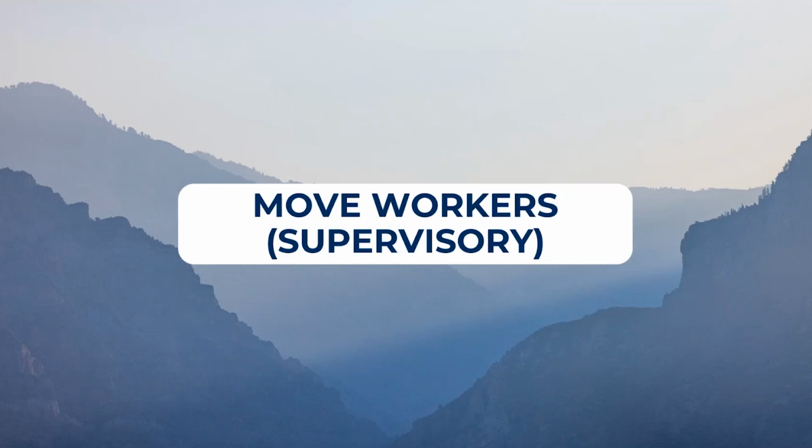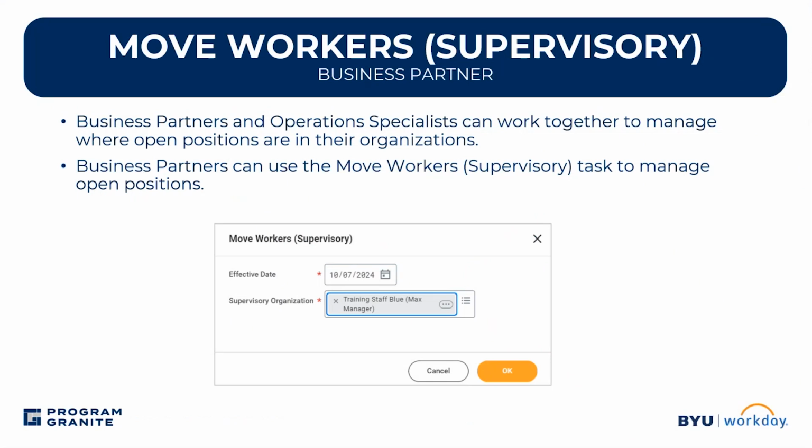Okay, so let's talk about one more thing before we jump into direct hire and then onboarding. We're going to talk about a task called Move Workers Supervisory. The business partner and the ops specialist can initiate this task. It allows you to move your seats around your supervisory organizations. The business partner and the operations specialists are going to work together to manage where open positions are in their organizations, and you'll initiate it with this task.